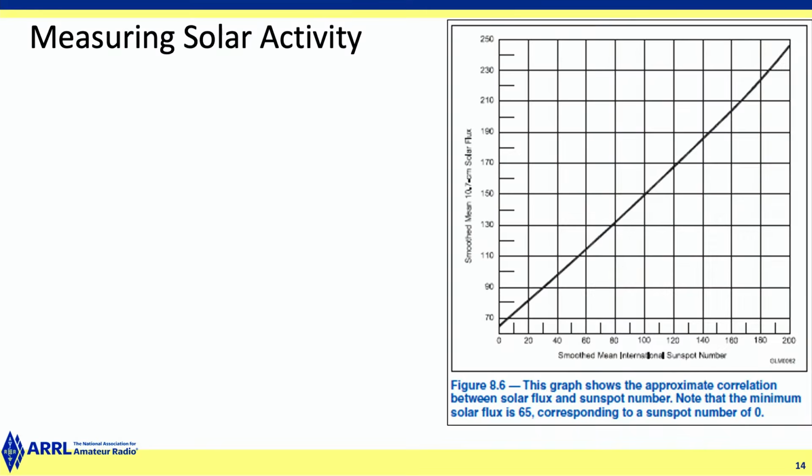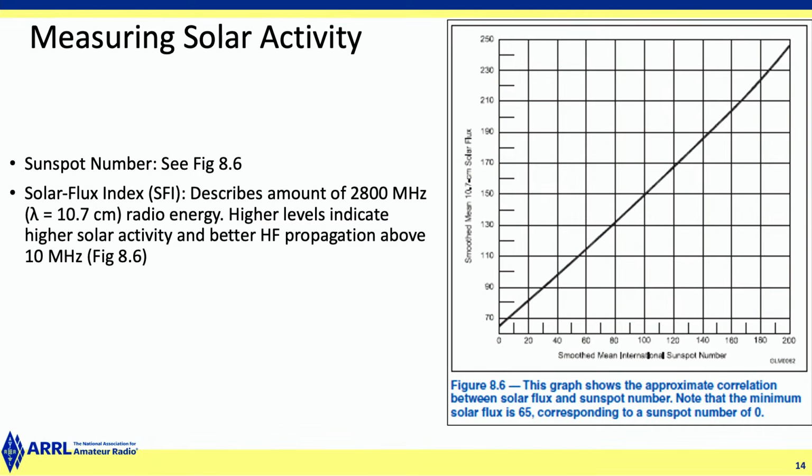One way that we can measure solar activity is to measure sunspot number, and the sunspot number is also fairly equivalent to the solar flux index. This is a slide that shows the solar flux index, which is the amount of 2800 megahertz radio energy coming down, and as the solar flux index goes up, the number of sunspots go up. So right now, our sunspot number was about 160. We'll look that up in a minute, but that's what it was when I last checked.